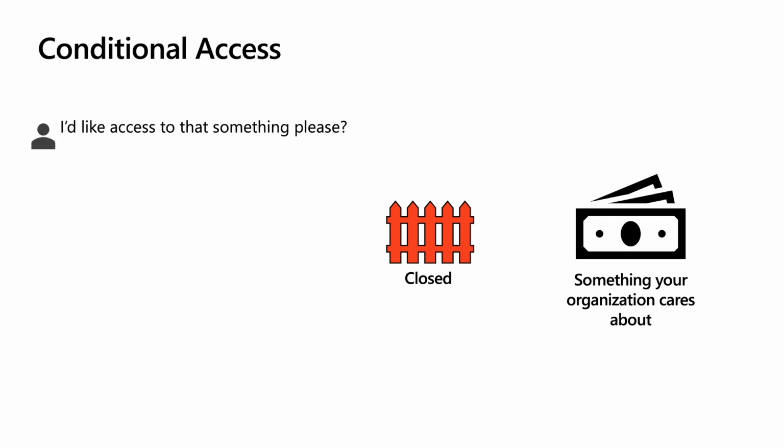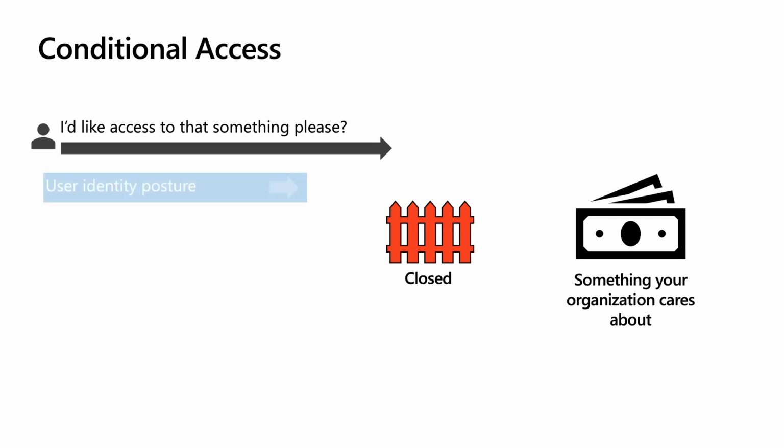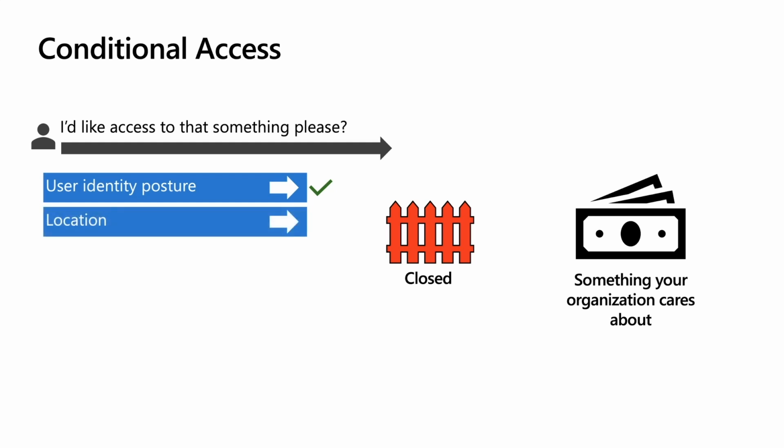So when the user attempts to access something that your organization cares about, we go through a whole bunch of posture checks. The first thing that we want to do is look at the user identity posture. Is this user the user who they really say they are? Should we be prompting for an MFA? The second thing we want to do is look at the user and the device's location. Are they attempting to access your corporate data from a dodgy location? Are they routing via proxies and so forth? Then we want to have a look at the client app that they're presenting. Are they using a trusted app?